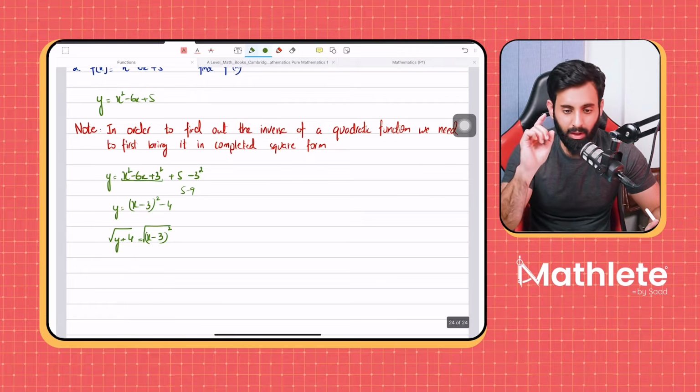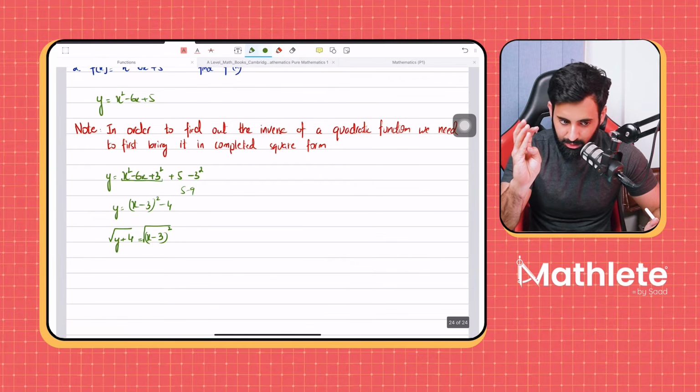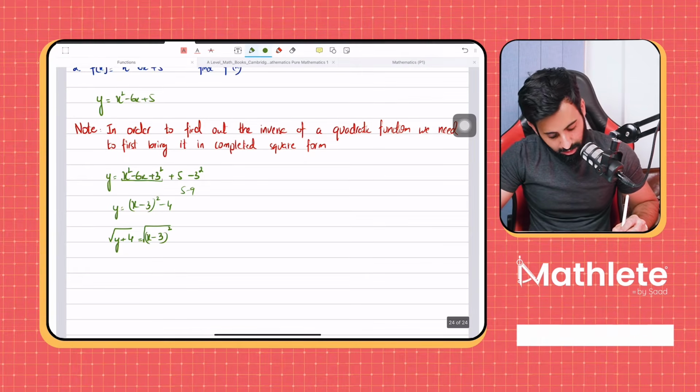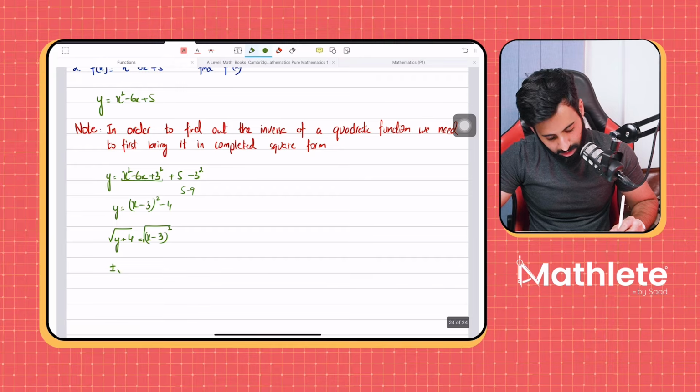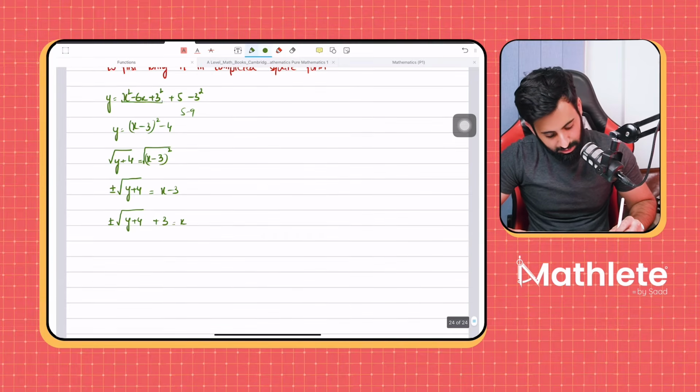But the thing is, remember this. Whenever you're finding out the inverse of a quadratic function, you will either write plus or minus. Okay. Now, how do we determine that? We'll look into that later. Okay. So when you take the square root on both sides, you get plus minus square root of y plus 4 equals x minus 3, so plus minus square root of y plus 4 plus 3 equals x. Then let's do the final step and write it nicely. That is f inverse of x equals plus minus square root of x plus 4 plus 3.